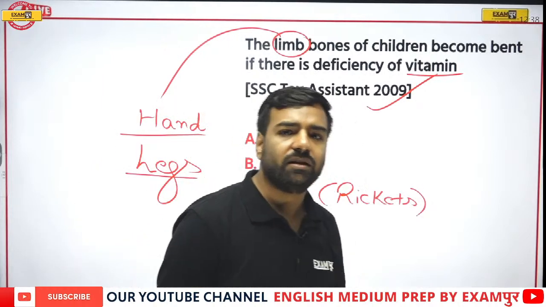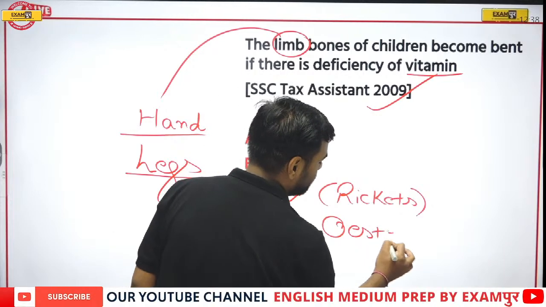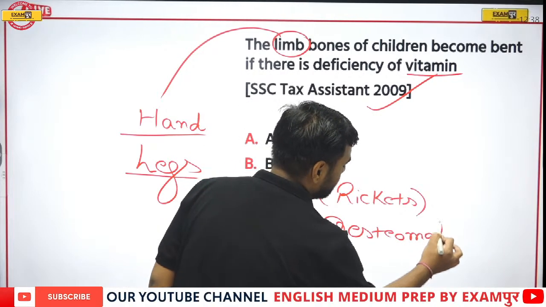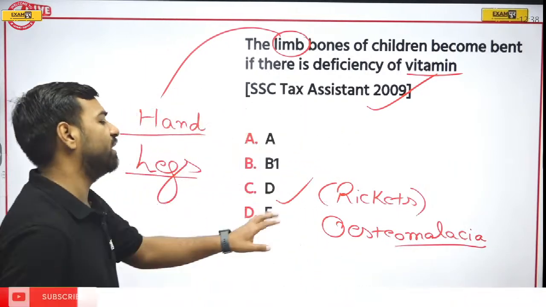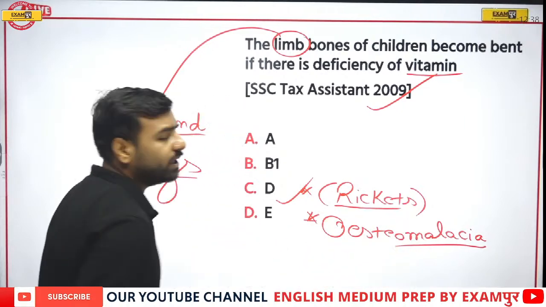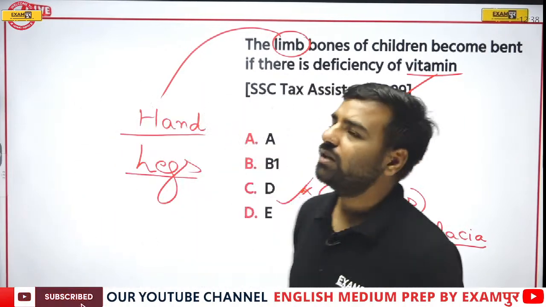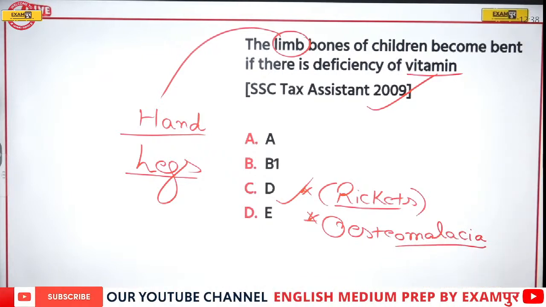In a similar manner, if I write about one more thing, that is osteomalacia. This osteomalacia is the weakening of the bones. So this actually occurs when there is a deficiency of vitamin D. So rickets is actually the bowing of the bones. So very good. Option number D was correct there. So I guess all these things are clear to you. Next.